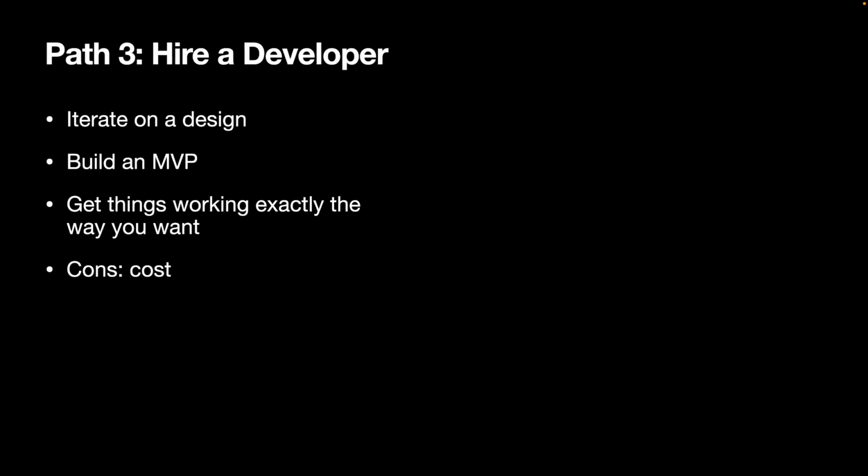You pretty much iterate on a design with them first, get on the same page before any code is written, and then you get them to build the actual code, the MVP, which, by the way, I'll leave a link below to one of my recent videos about the cost to build an MVP if you're hiring a developer. So you have them build the MVP and you get things working exactly the way you want. The main con here is going to be the cost, right? Because you're hiring someone to do this.